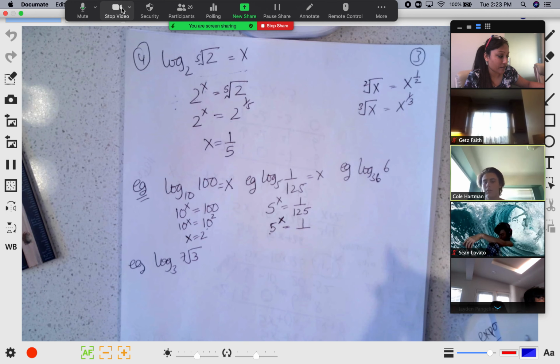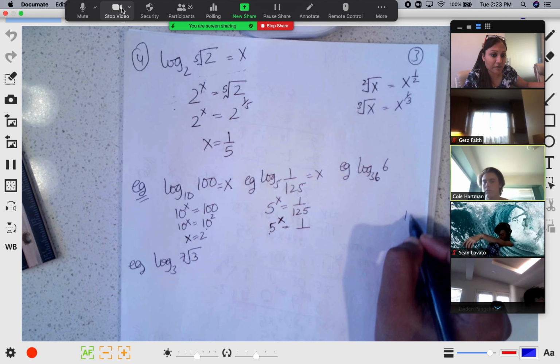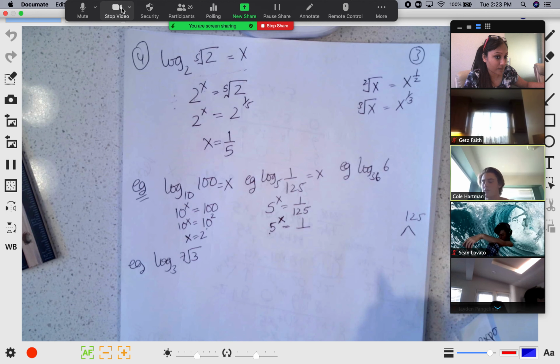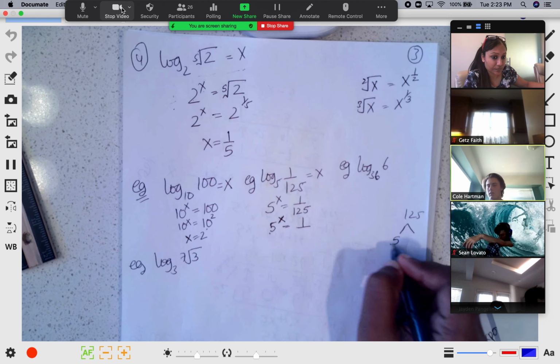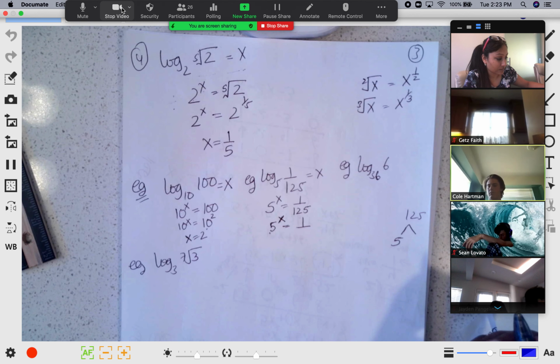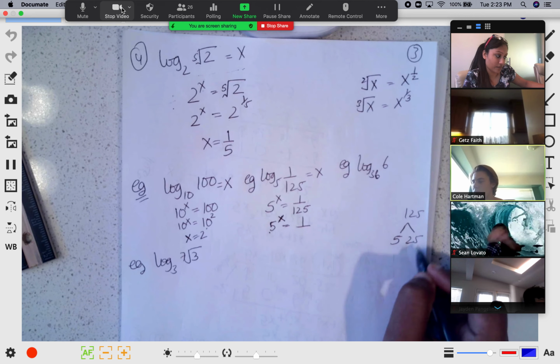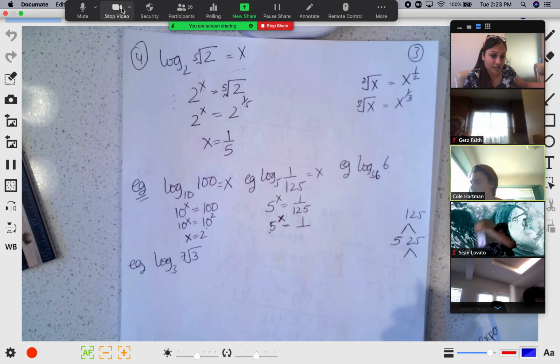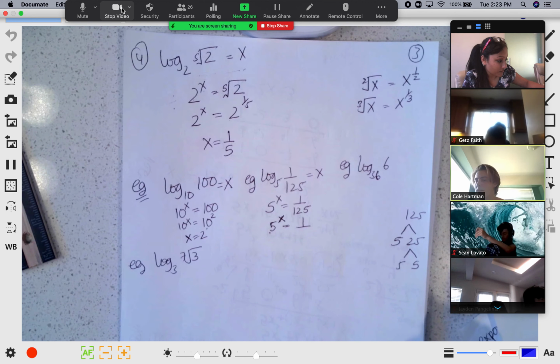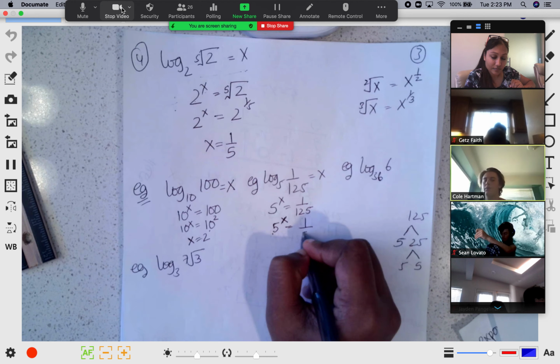Now let's make factors of 125. Can I divide 125 by 5? Yes, you can divide 125 by 5. Which is 5 times what? Which is 5 times 25. Okay, 25, can I divide by 5? Yes, 5 times 5, right? So it's 5, 5, and 5. So 5 to the power of 3.